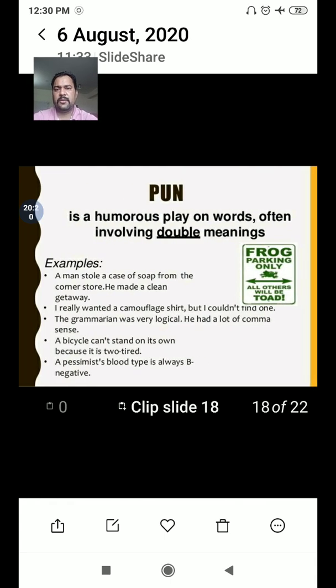Pun. Now another poetic device, pun. That is a humorous play on words, often involving double meanings. So a humorous play on words which involves double meaning. It has got two meanings.